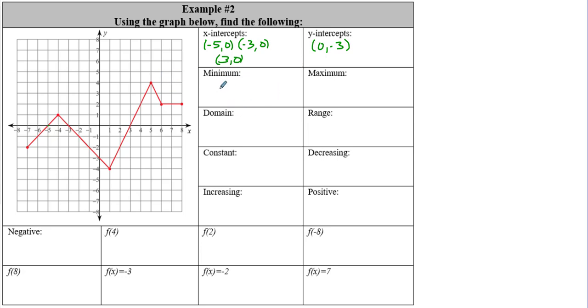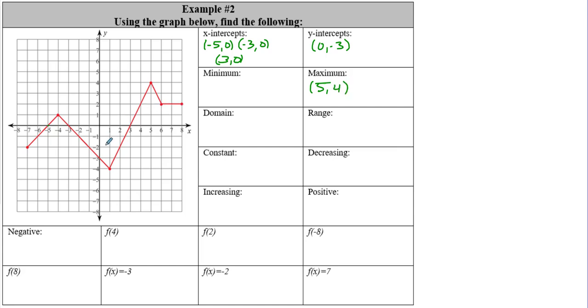All right, so now with the minimum and maximum, remember this is the highest and lowest y value. So we want to look on our graph, where does it reach the highest y value? It looks like this is our highest y value at this point right here. So we want to ask ourselves, what is this point? This point is going to be (5, 4). So our maximum is at (5, 4).